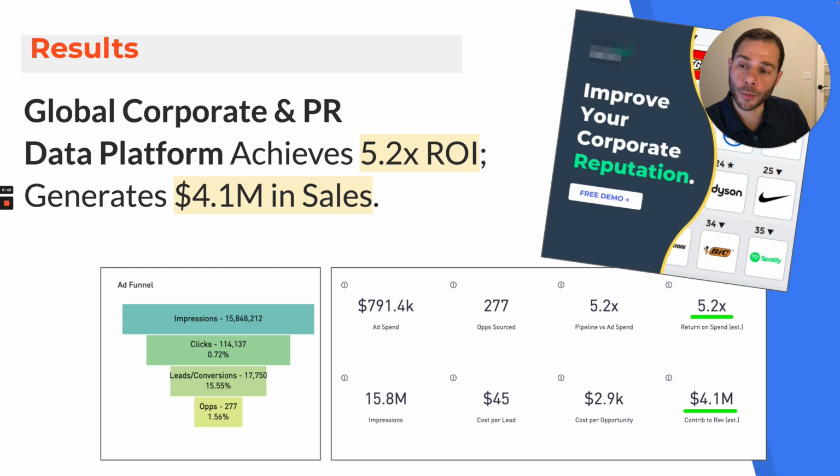This is a global corporate PR data platform. So this is on the big scale of things. This is when you're really pushing a lot of traffic to the platform, and we can build these funnels for you. Then you can see this platform is a data platform. They spent almost $800K in ads over the course of a year, and they made over $4 million in sales just from LinkedIn, and that was a 5.2x ROI. So this is in the bigger scale of things.